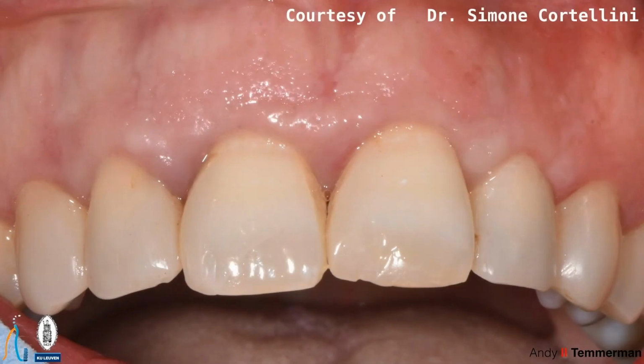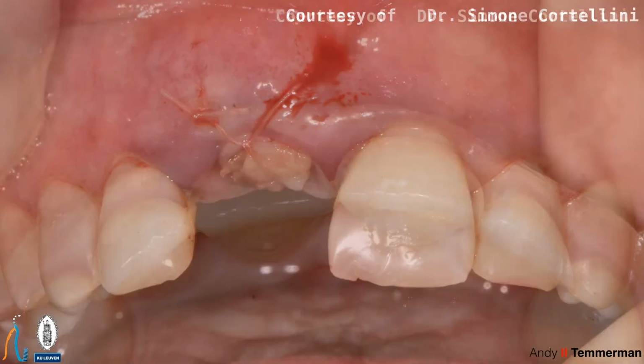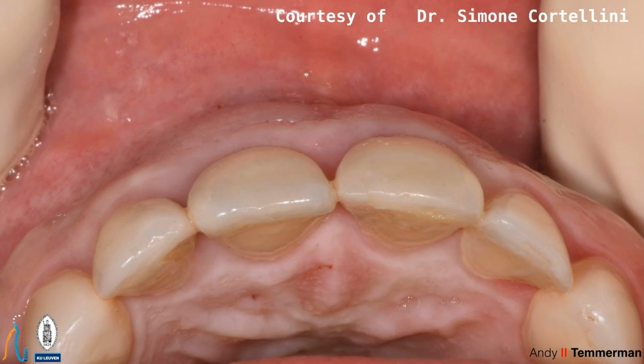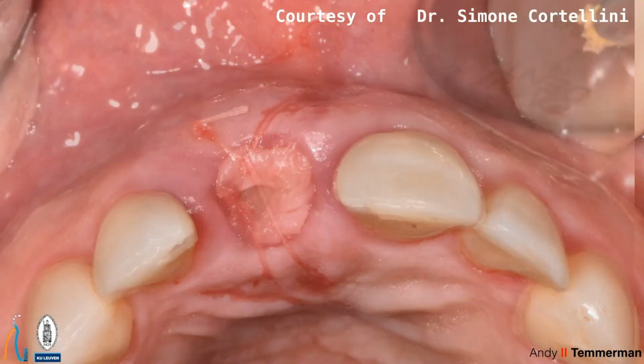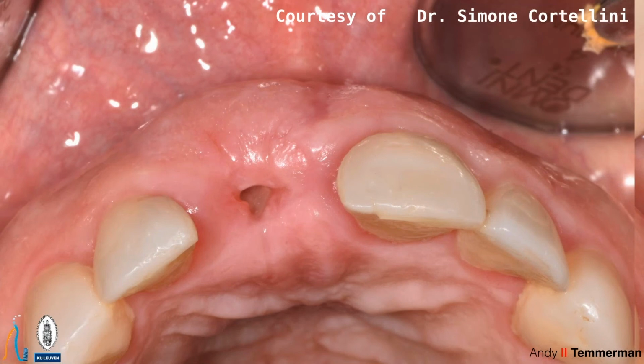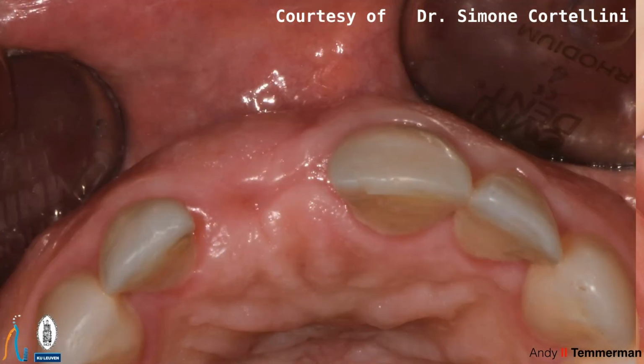I will just throw in one case. This is a case by Dr. Simone Cortellini, where we extracted the tooth and placed PRF into the socket according to the protocol we have described in the video. This was pre and this was post. You can see the fixation suture. This is the healing after just 1 week, and you can see the nice healing which you can expect from this material. And this is the healing after 3 months.